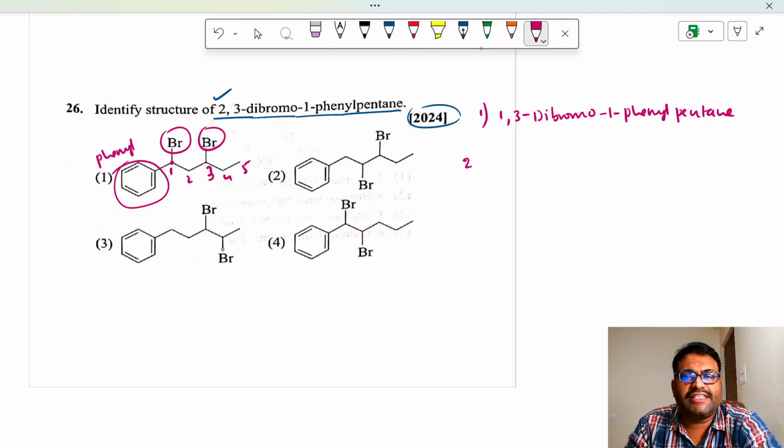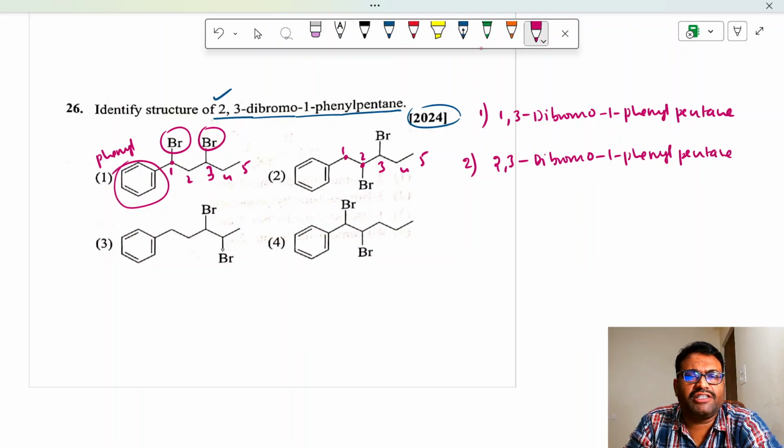Next, let us take the second one. 1, 2, 3, 4, 5. At the first carbon atom, you are finding the phenyl substituent, and at the second carbon atom, you are finding bromine. So as it starts from the first carbon atom, you number in this way. What do you write? 2,3-dibromo-1-phenyl pentane. So this 2,3-dibromo-1-phenyl pentane will be the correct answer.